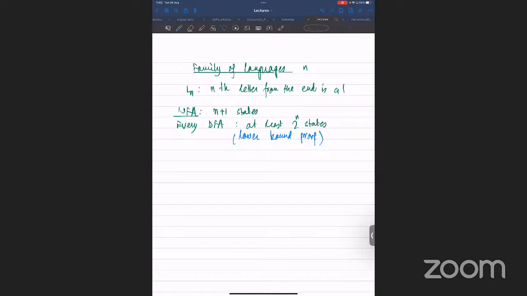So now how do you do this? By contradiction. Proof by contradiction. Let's say there are fewer than 2 raised to n states. Then we looked at all strings of length n. There are 2 raised to n such strings. And then, as Tefila said, there should exist 2 different strings of length n that reach the same state Q from the initial state Q0.